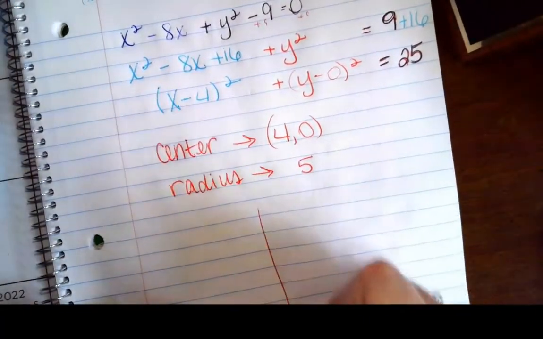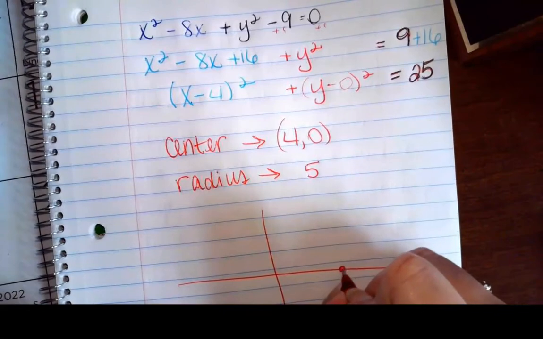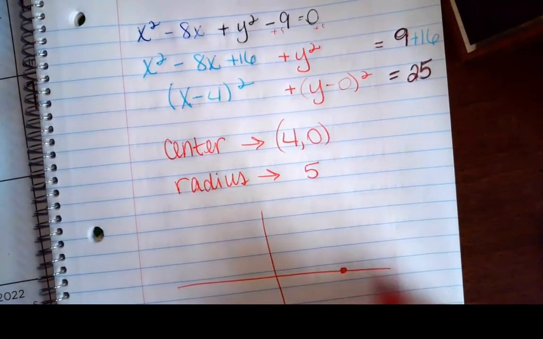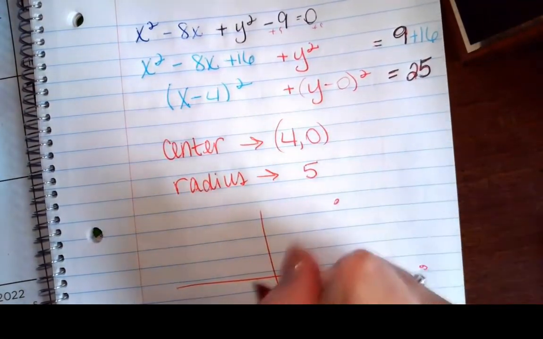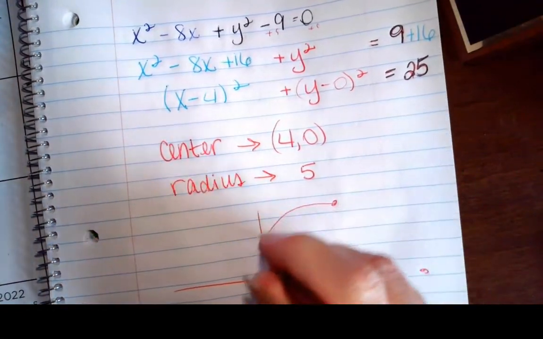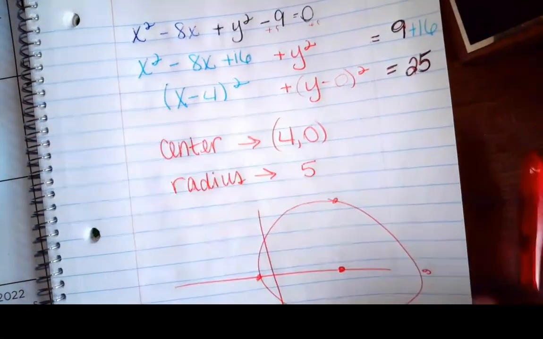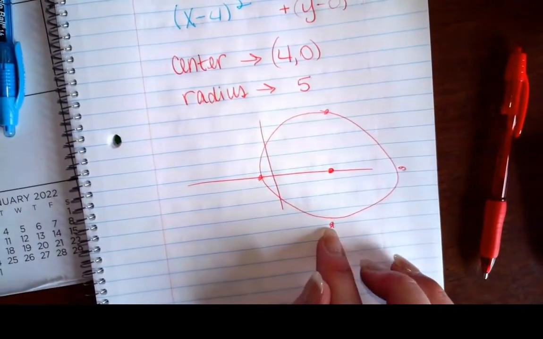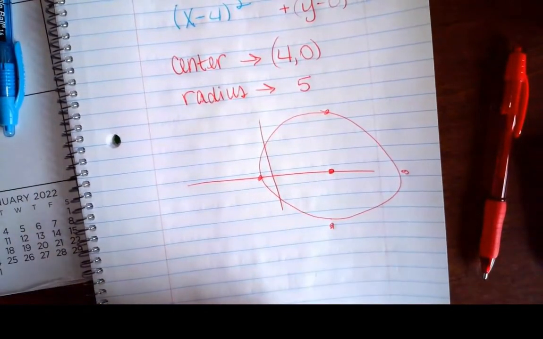So if I were to plot this, I would have a center at 4, 0. And then my radius would be 5. So I need to go this way 5, this way 5, this way 5, and this way 5. And then attempt to draw a circle, which I'm not doing very well. And that is what your picture would look like. It's supposed to hit there and there. It looks more like an egg, whatever.